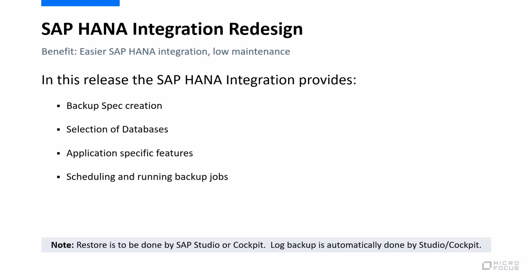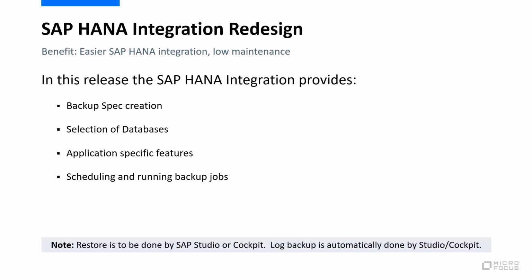During Data Protector backup job creation, you can select databases and other items like log files and catalog, and that allows you to create backup specifications which are spot on individual data sets. And we also offer some application-specific features like multi-streaming and certain naming conventions. And of course, our customers want to schedule and run those jobs, like I said, from the Data Protector GUI.